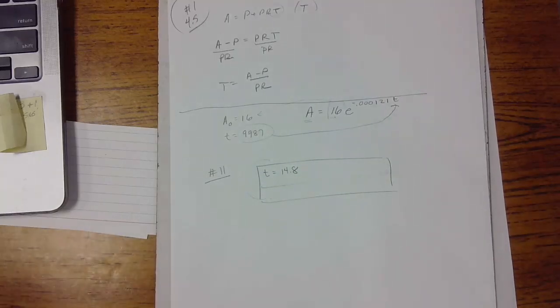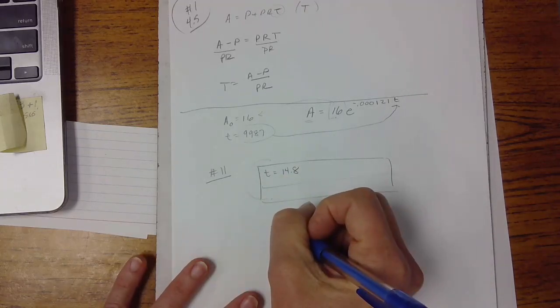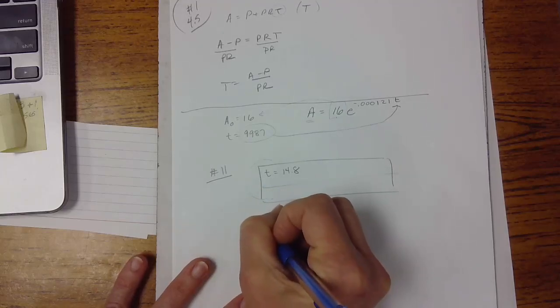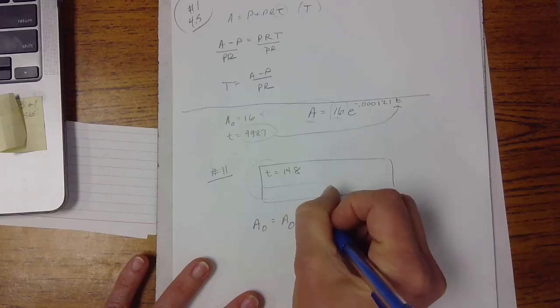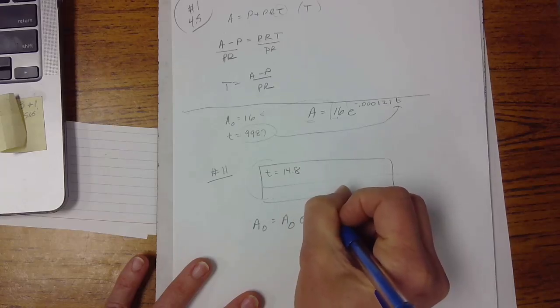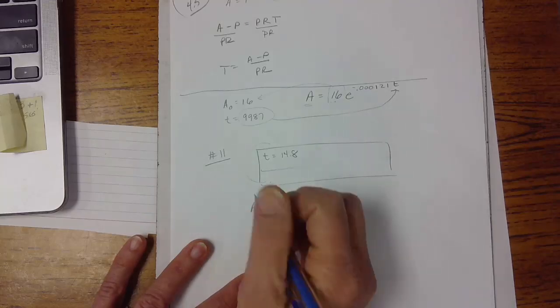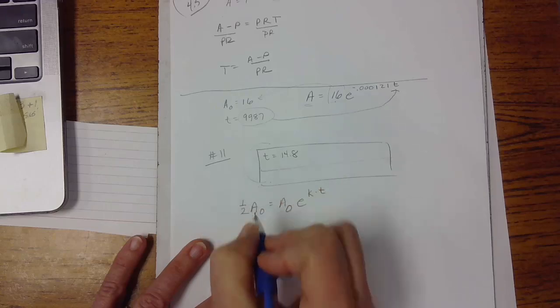Half-life means that no matter what we start with, we're going to divide the initial amount and get half. So if I have A sub zero equal to e to the k times t power, I know that my half-life means that whatever I start with here has to be 1/2 of it.